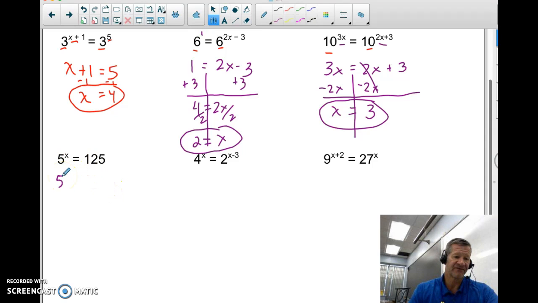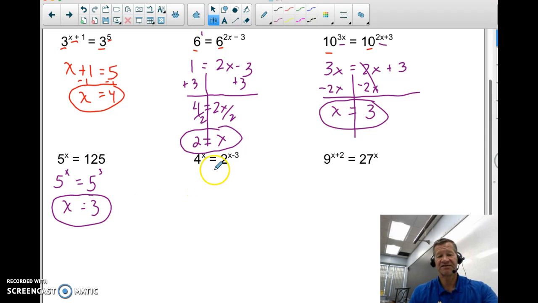So the first thing I have to do is, this is 5 to the x. I want to rewrite 125 as 5 to the third power. So now the bases are the same, so the exponents must be equal also. So x must be equal to 3 in this case.